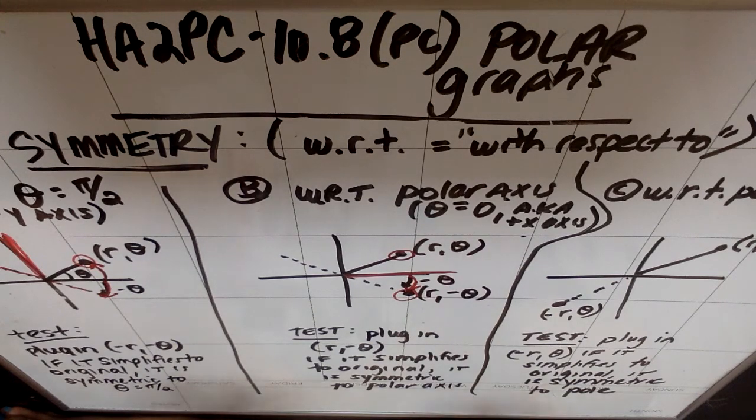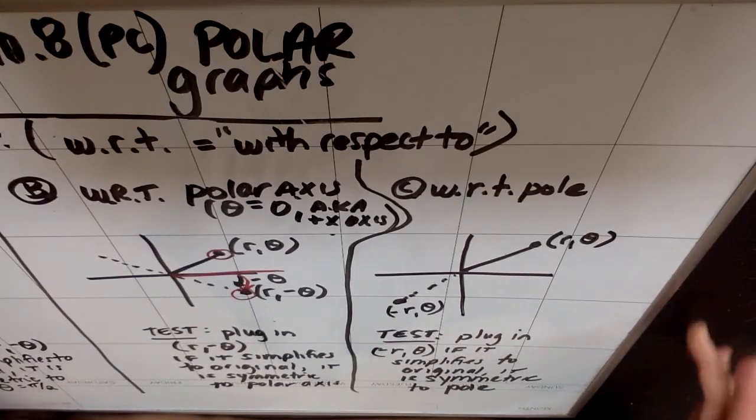So again, if you want to test for symmetry with respect to the polar axis, you would plug in r comma negative theta and simplify the expression. If that expression simplifies to the same original expression you had when you were using just regular r and theta, then you're symmetric to the polar axis. The third kind of symmetry, with regard to the pole, right?